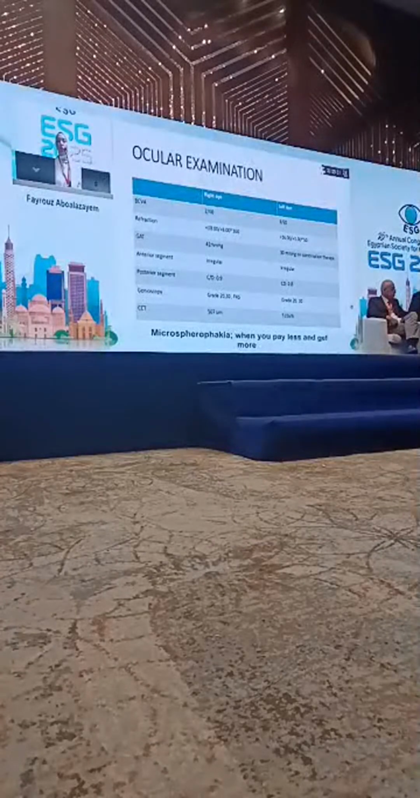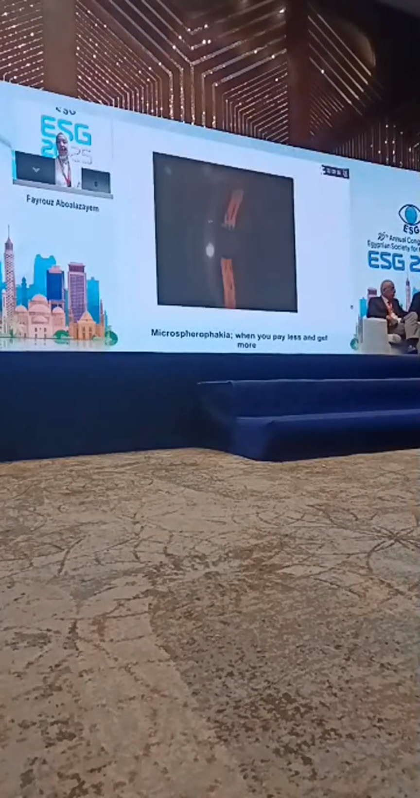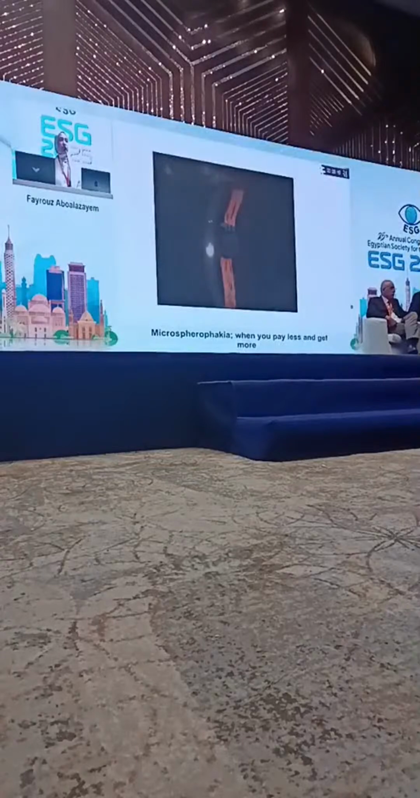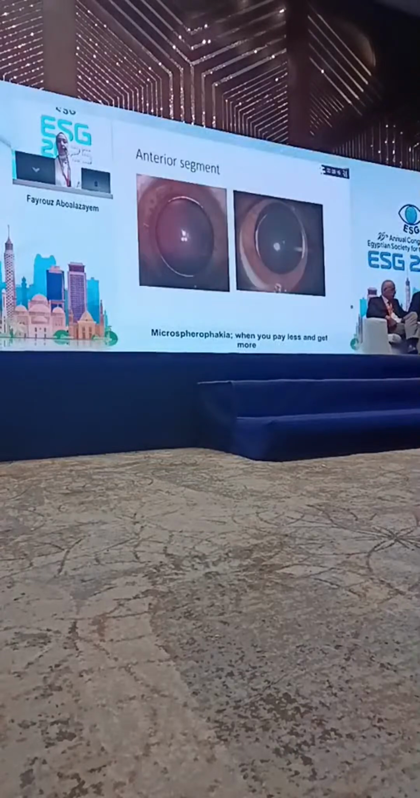The anterior chamber was irregular. He had a cup disc ratio of 0.9 in the right eye and 0.8 in the left eye. And this is the anterior segment photo showing a somewhat shallow anterior chamber. On dilatation, he has bilateral microspherophakia.